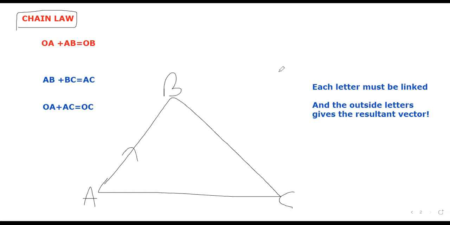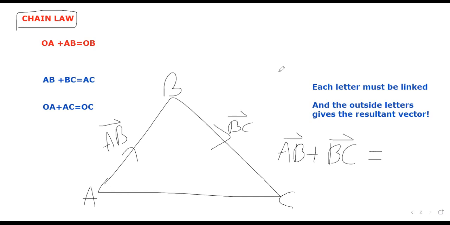We could write the sum of these two as AB, because AB is a vector. It has a direction and a magnitude. And then from B to C, we could say BC. So therefore, we could write our equation AB plus BC. Remember, that is equal to the resultant. So in this case, the resultant is AC.